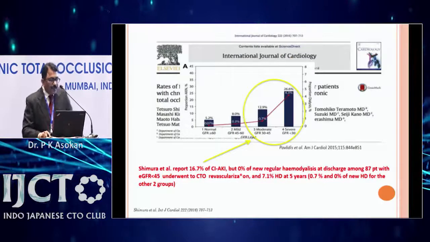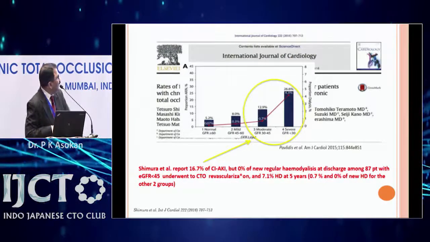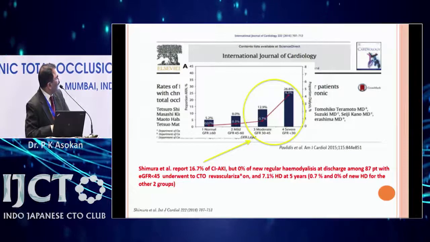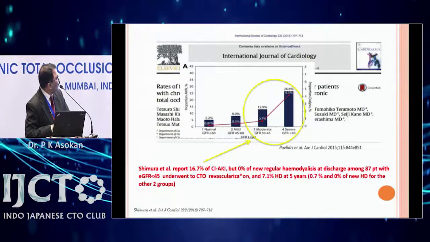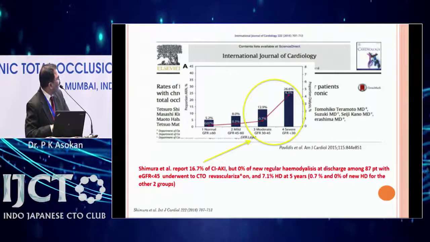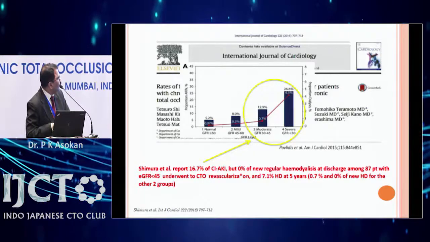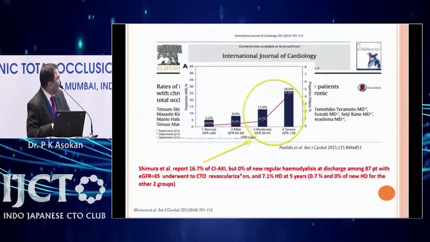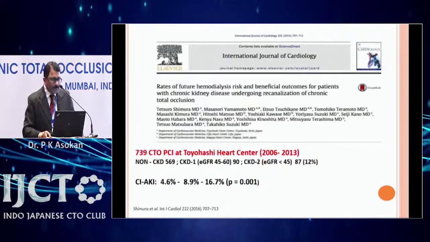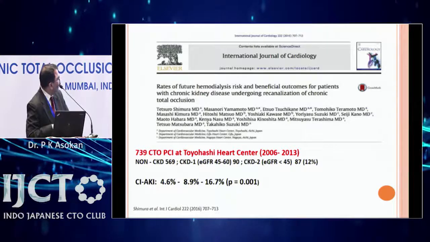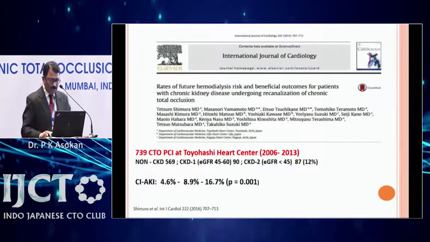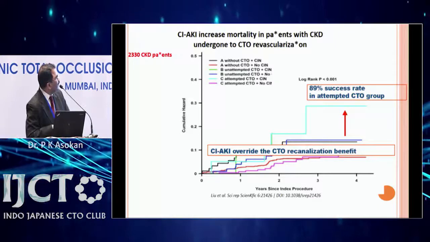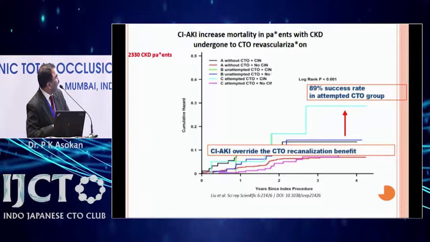So, what is the outcome? Reported that 16% of patients overall, whether it is 26% severe GFR reduction or moderate GFR reduction, the average is 16%, patients develop acute kidney injury in the form of contrast-induced nephropathy if you do the CTO. So the incidence varies from 4.6% if normal, up to 16.7%. If you fail that, the success rate in attended CTO, then the risk is around 89%.